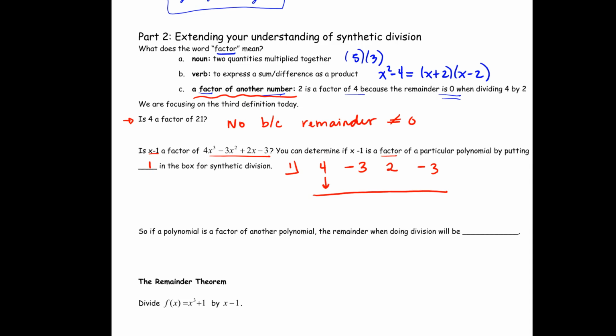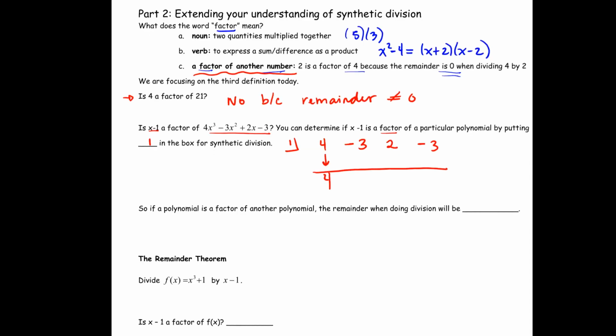Bring down the 4. And multiply. 1 times 4 is 4. -3 plus 4 would give me 1. 1 times 1 is 1. 2 plus 1 is 3. 1 times 3 is 3. -3 plus 3 is 0.